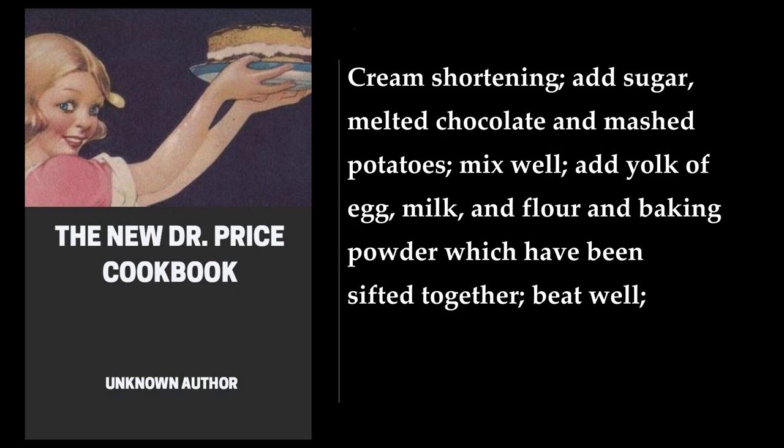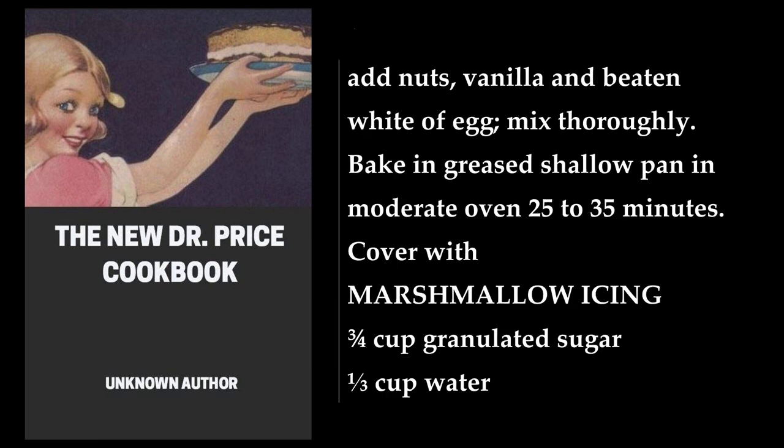Cream shortening, add sugar, melted chocolate and mashed potatoes, mix well, add yolk of egg, milk, and flour and baking powder which have been sifted together. Beat well. Add nuts, vanilla and beaten white of egg, mix thoroughly. Bake in greased shallow pan in moderate oven 25 to 35 minutes.